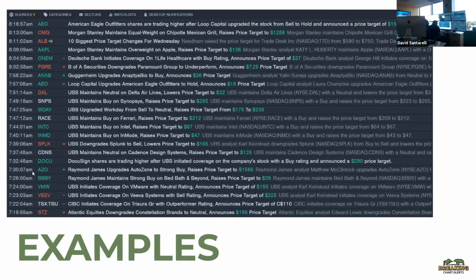AutoZone, that's what's on our, if you guys watched our YouTube channel this morning, that was on the bottom. Morgan Stanley maintains overweight on Apple. Overweight is a really good rating. That means it's going to outperform the market. Raises price target to 136. So Intel was the other one. Remember, UBS maintains buy on Intel. They've raised their price target to $67 on Intel.